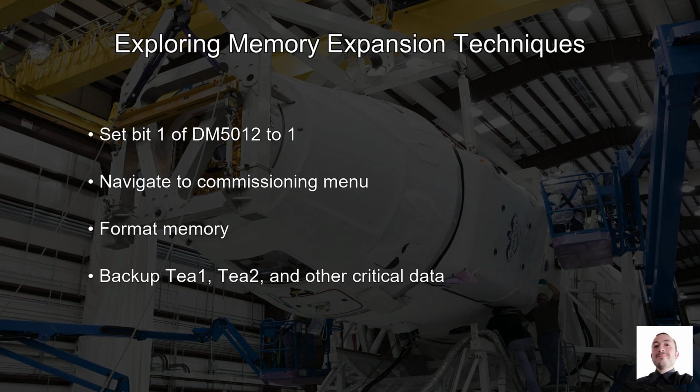Next, navigate to the commissioning menu and select the option to format. Ensure you back up critical data such as T1, T2, and other relevant files before proceeding. This step is crucial to prevent data loss.